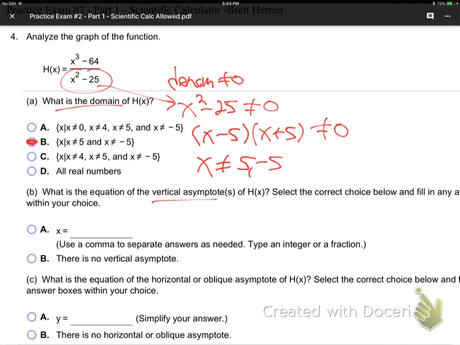Next one, what's the vertical? Same thing. 5 and negative 5. Those are the two places where the domain doesn't exist because there are vertical asymptotes. C, what's the horizontal asymptote?